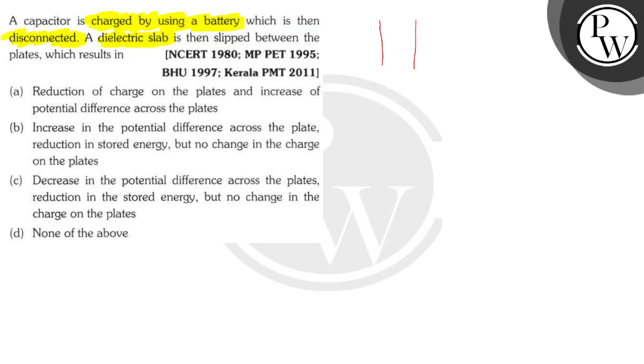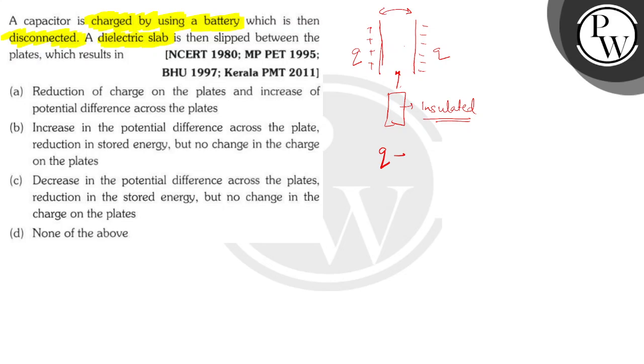So this is the capacitor which is being charged by using a battery, and now it has been disconnected. So there is no connection between the two plates. And now a dielectric slab is slipped slowly inside. There is charge Q on each of the plates, but since there is no connection and the dielectric is insulated and not in contact with the plates, there is no change in charge.